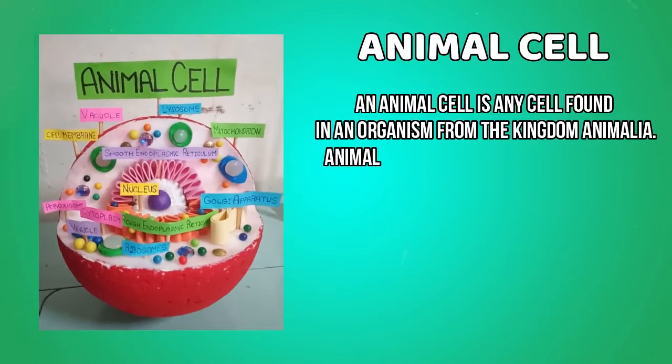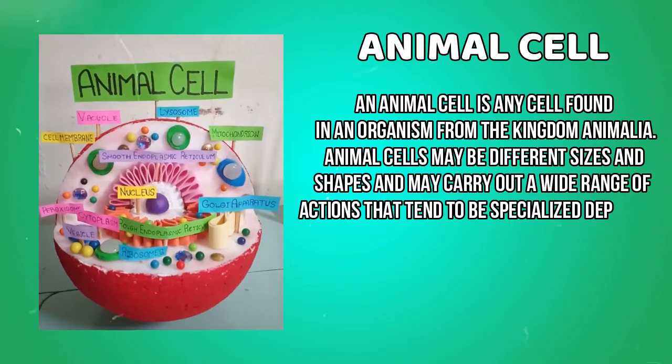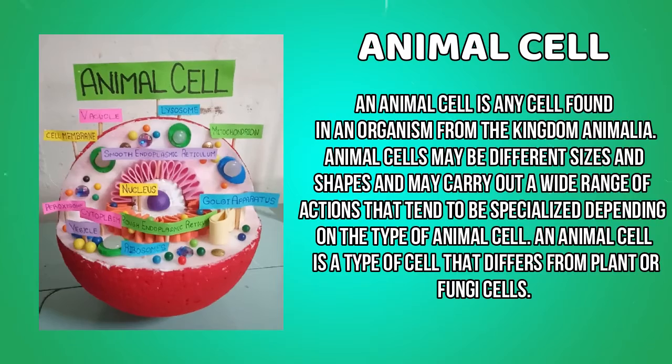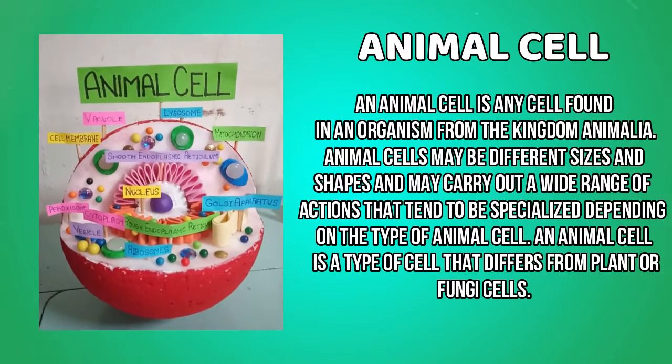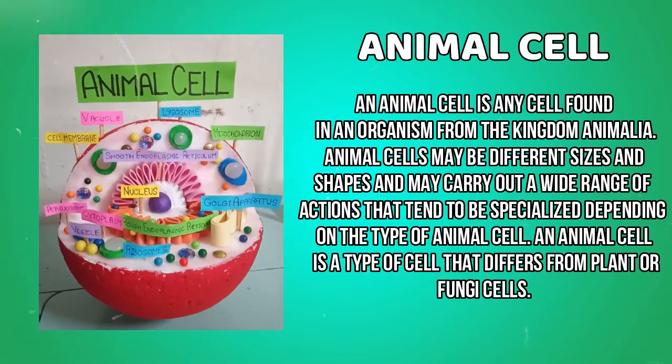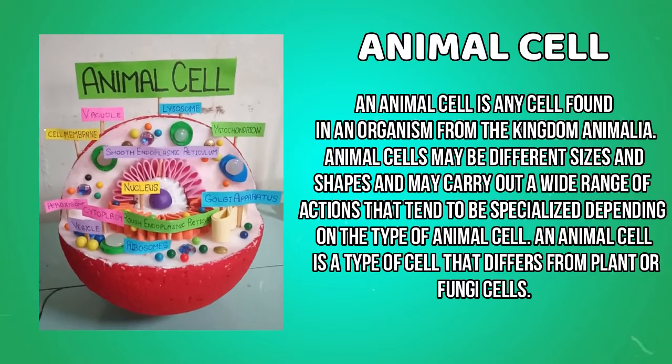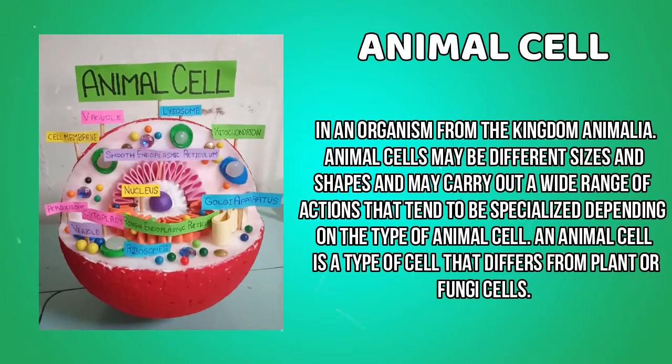An animal cell is any cell found in an organism from the kingdom Animalia. Animal cells may be different in sizes and shapes and may carry out a wide range of actions that tend to be specialized depending on the type of animal cell.